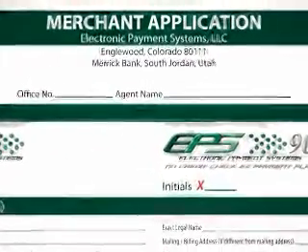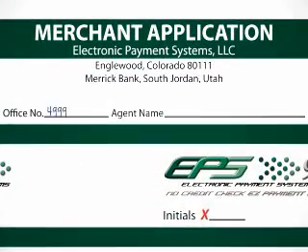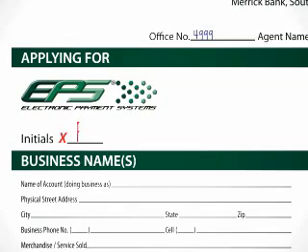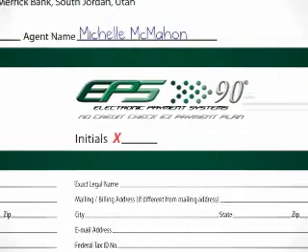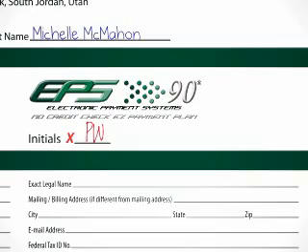On the top of the application, please list your name and agent number. Agent numbers help us keep track of the merchant for you. You will also need to have the merchant initial the top upper left corner for credit card processing and the top upper right corner if you are also selling them the EPS 90 Easy Payment Plan.